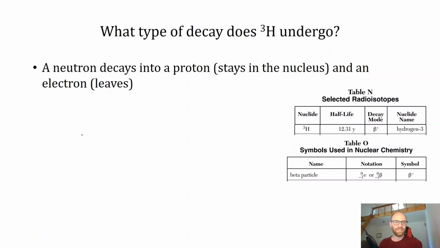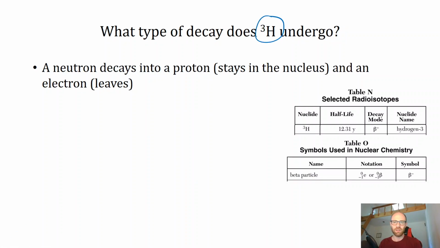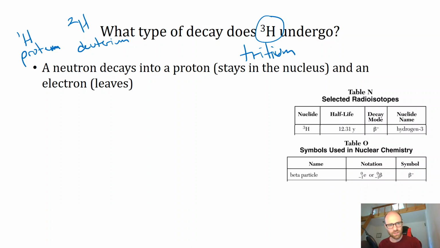Let's look at tritium, which is the particle hydrogen-3. The isotopes of hydrogen are protium for 1, deuterium for 2, and tritium for 3. Tritium is the one that's radioactive. Of the 3, protium and deuterium are not. And so we can use this information here and here to figure out what actually happens.